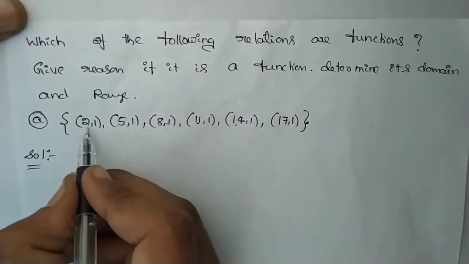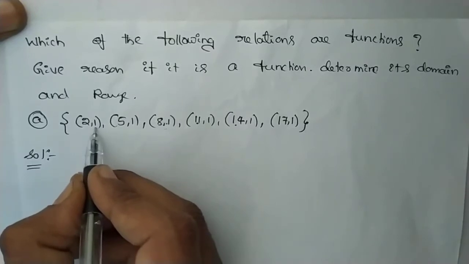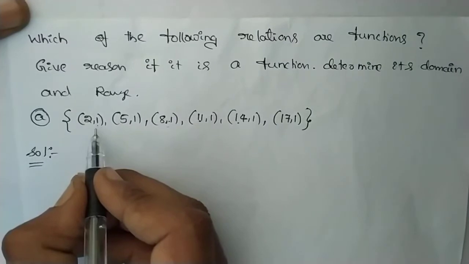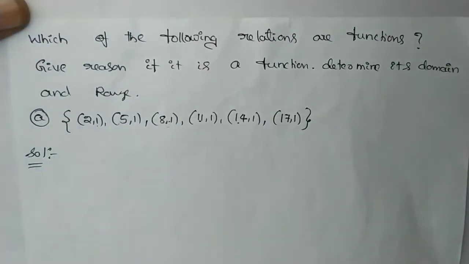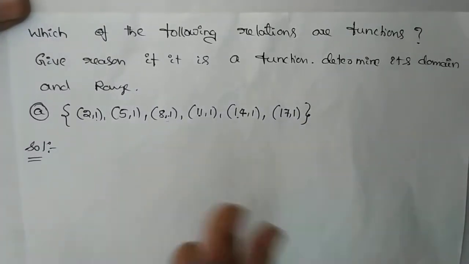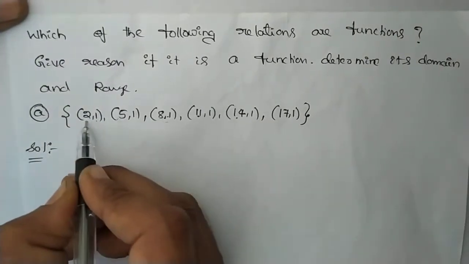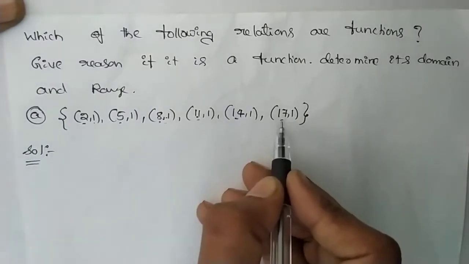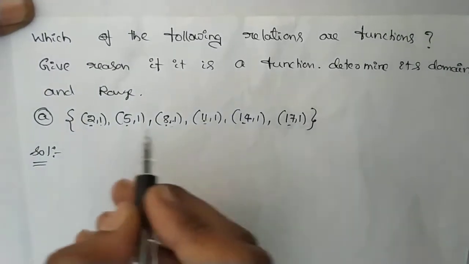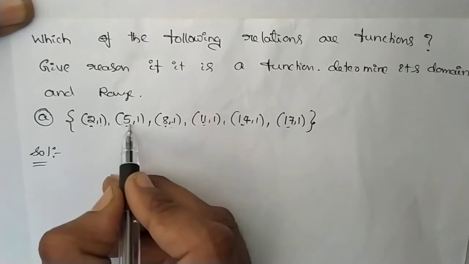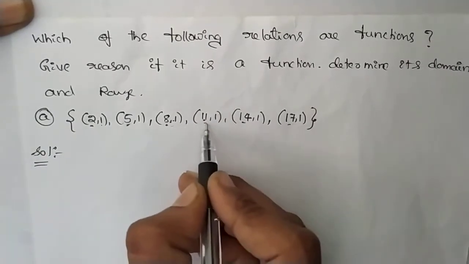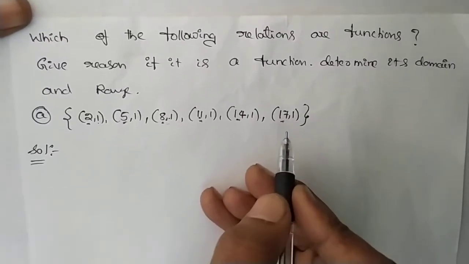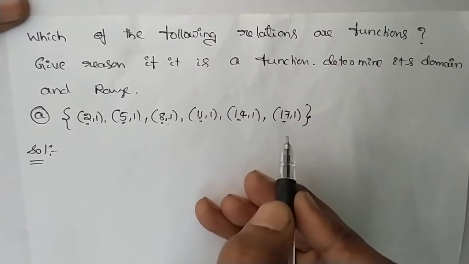You just see, if the first element of the ordered pair repeats, then it is not a function. Once again, if the first element of the ordered pair repeats, then it is not a function. Otherwise, it is a function.